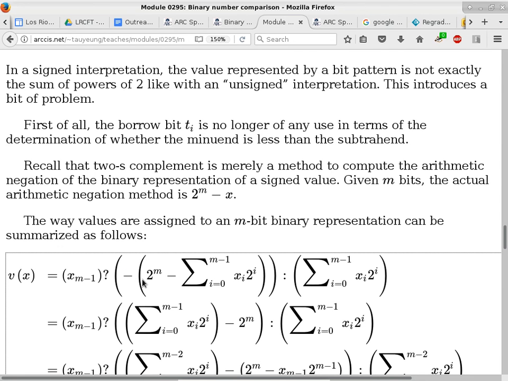But when x subscript m minus 1, the sign bit, is a 0, I don't have to worry about a single thing. We just add up all the powers of 2 that are relevant, and we're done with the value. Is that making any sense?